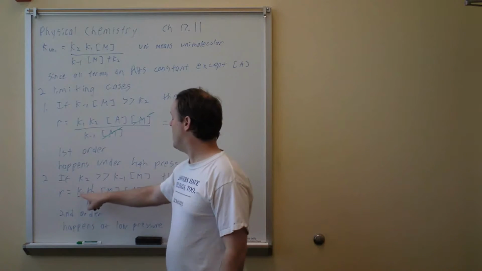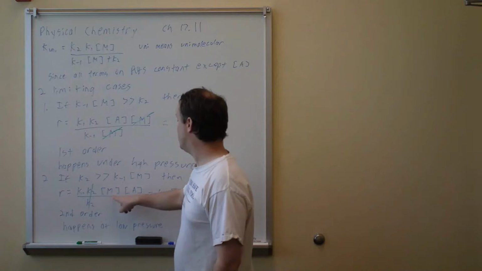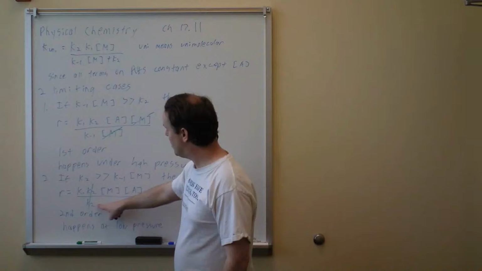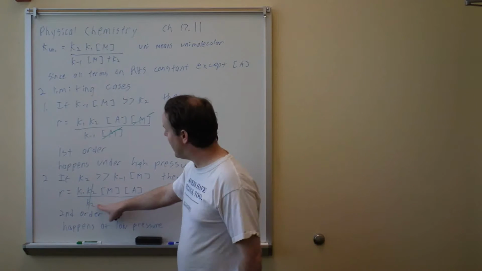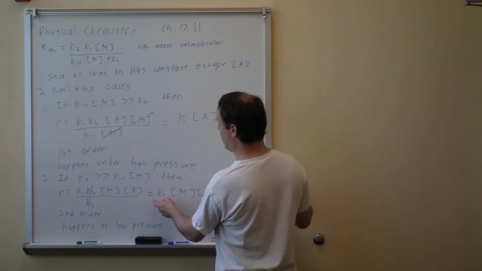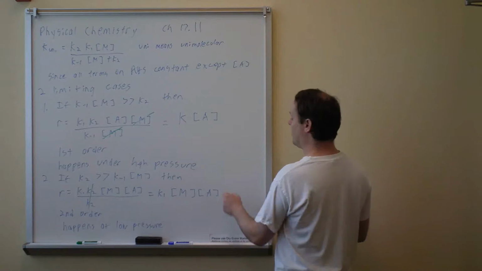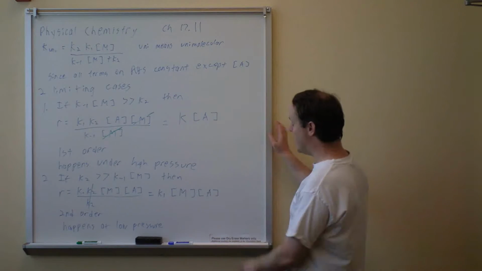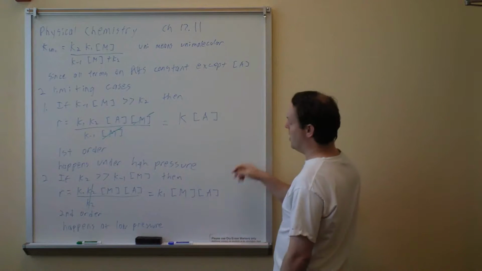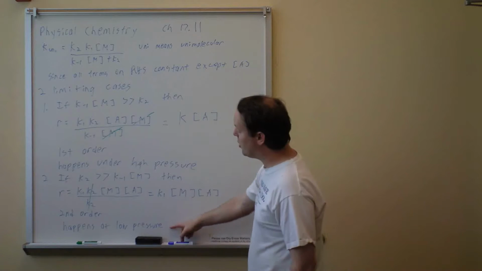So the rate is going to be equal to K1 times K2 times concentration M times concentration A, divided by the rate constant K2. Obviously, these two cancel out. So then you just have rate equal to K1 times the concentration of M times the concentration of A. In this case, it obviously looks more like second order. This is the limit of what's going to happen under low pressure.